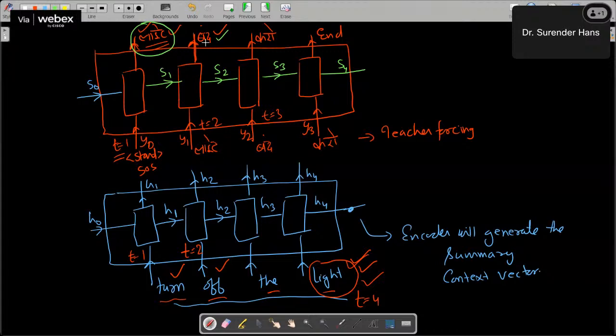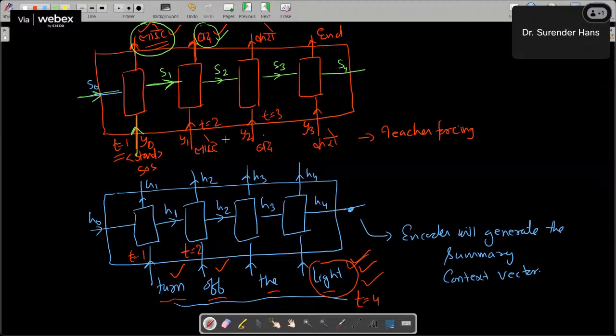This output depends on two inputs. First, the current input, and second, the previous hidden state. Just to print this word, it depends on S1, that is the previous hidden state, and y1, that is the current input. So this was the encoder-decoder model.